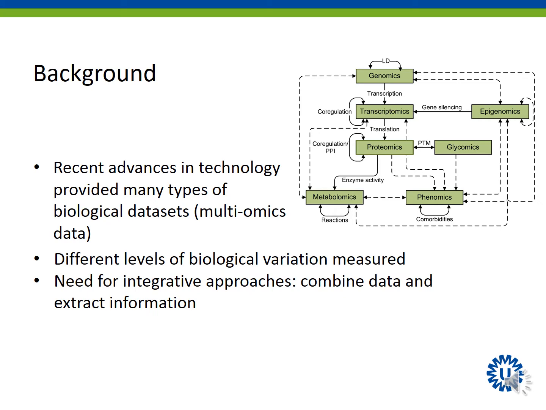First, a bit of background. Recent advances in technology provided many types of biological data sets, so-called omics data or multi-omics data. And here you can see in the figure some examples of omics data. You can see genomics, transcriptomics, proteomics, metabolomics, and so on. So there are different levels of biological variation measured. To extract information from this, there is a need for integrative approaches to combine data and extract information based on multiple data sets rather than one by one.